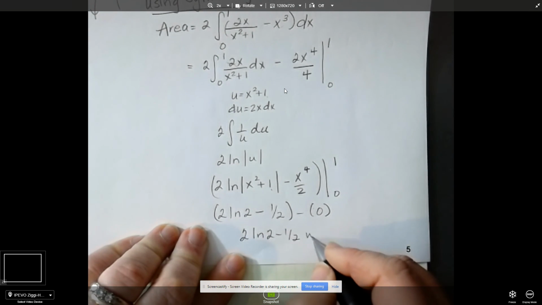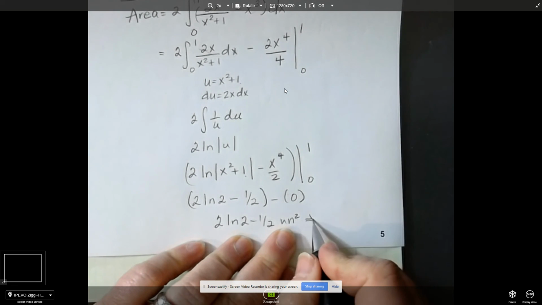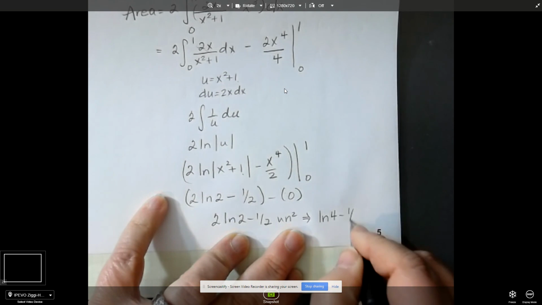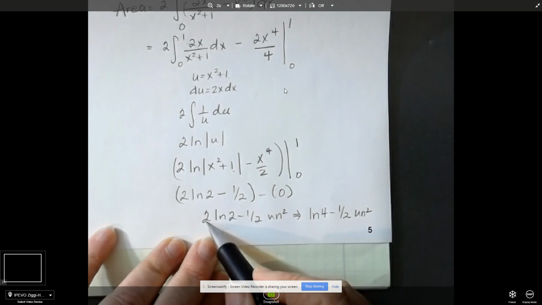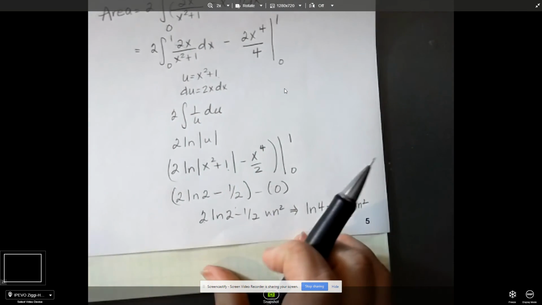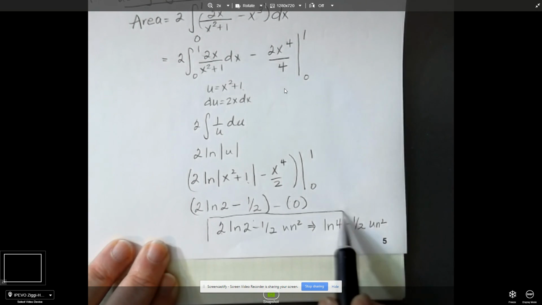Now, that's units squared. I noticed that in the book, they also give us an equivalent answer of the natural log of 4 minus 1/2 units squared. And that's equivalent because I could take this 2 and bring it up and square the 2, and we would have the same answer as in the book. So either of these would be very acceptable answers.